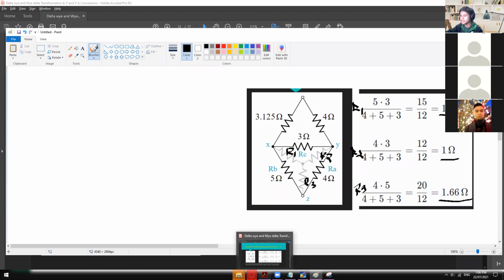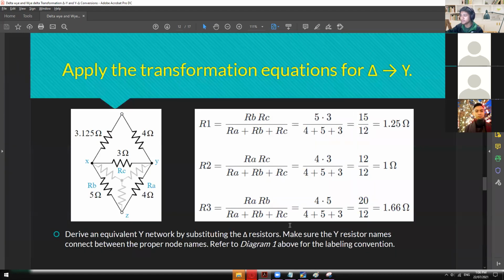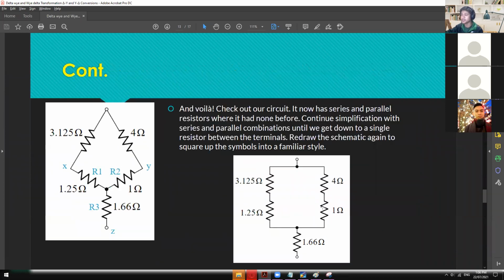So that's it for the first transformation. Well, anyway, that's actually the first and last transformation. After having that one, you will now have this Y configuration on the bottom. Of course, R1 is 1.25, and then R2 is 1 ohm, and then R3 is 1.66. And as you can see right here, they are now in series connection.